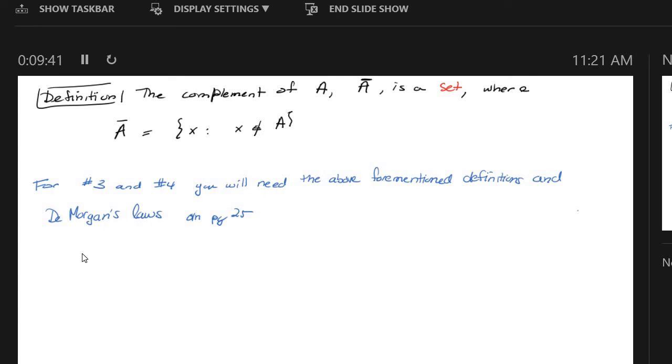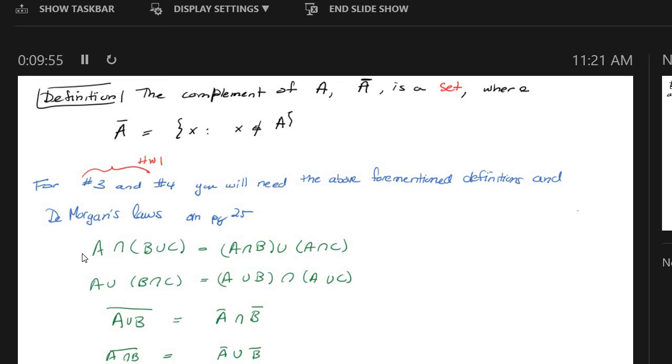So numbers 3 and 4 on the first homework that's due, you'll need the above formal definitions and De Morgan's laws, which are on page 25. These are De Morgan's laws.